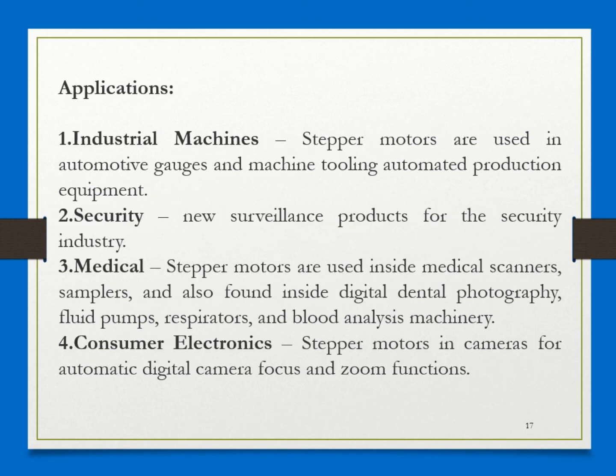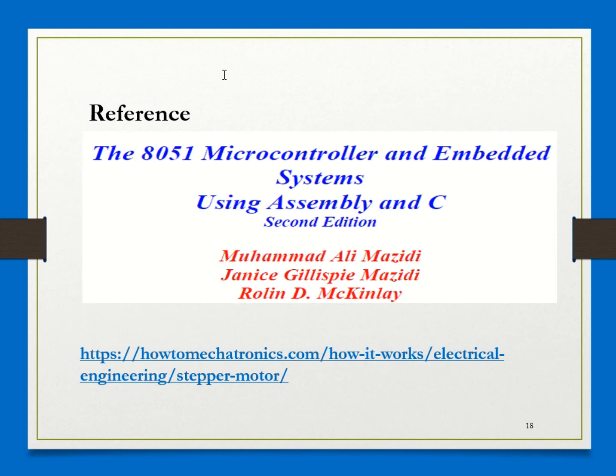So the applications are few listed here. Industrial machines, they are used in automotive gauges, machine tooling, automated production equipment. In security, it is used mainly in medical equipments, where you should have a precise movement, rotation, position. Stepper motors are used in consumer electronics. So that's about the introduction of stepper motor. The interfacing part we'll discuss in the next session.